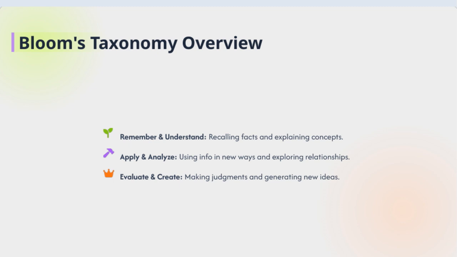This level encourages us to think deeply about connections and practical uses. Finally, we have remember and understand, which is about recalling facts and explaining concepts clearly. These foundational skills are essential for building higher-level thinking. Overall, Bloom's taxonomy helps us understand how different cognitive processes build on each other, supporting effective learning and problem-solving.